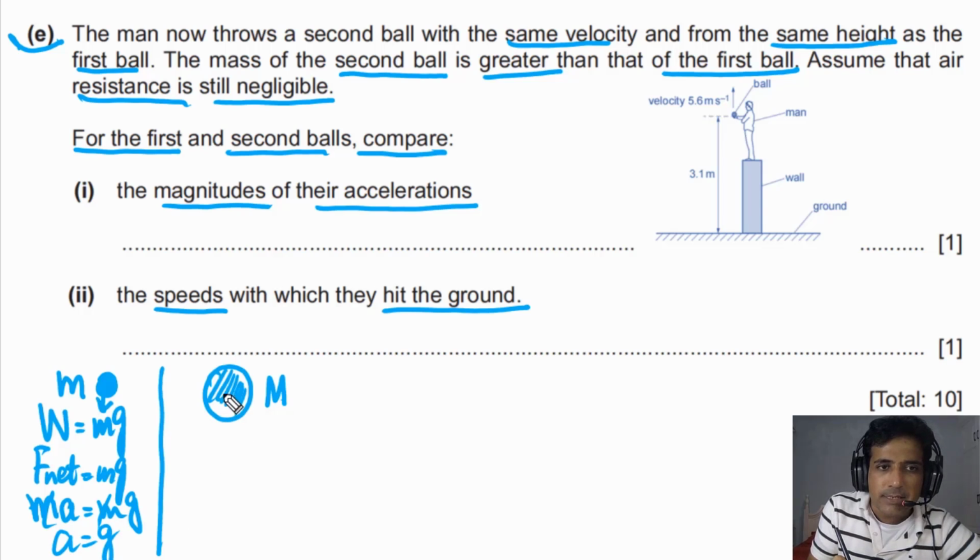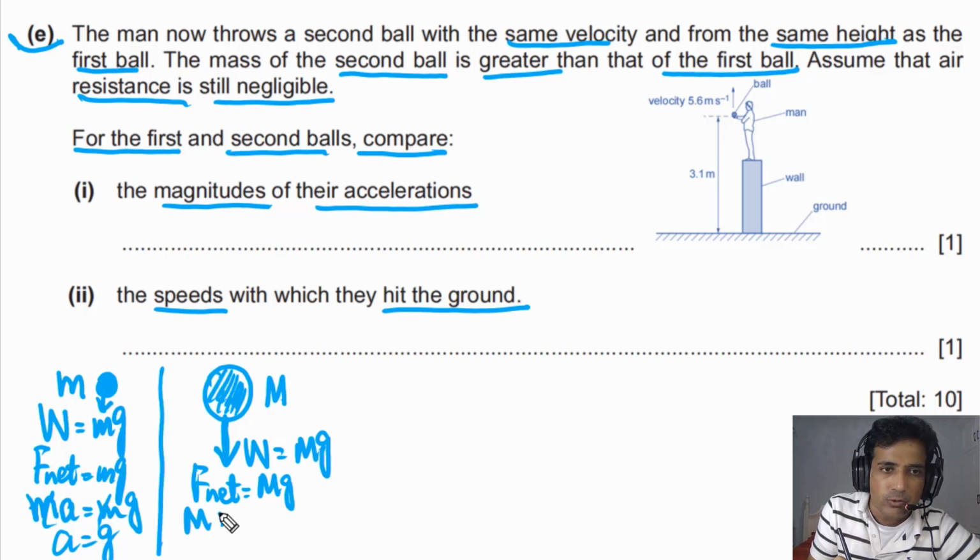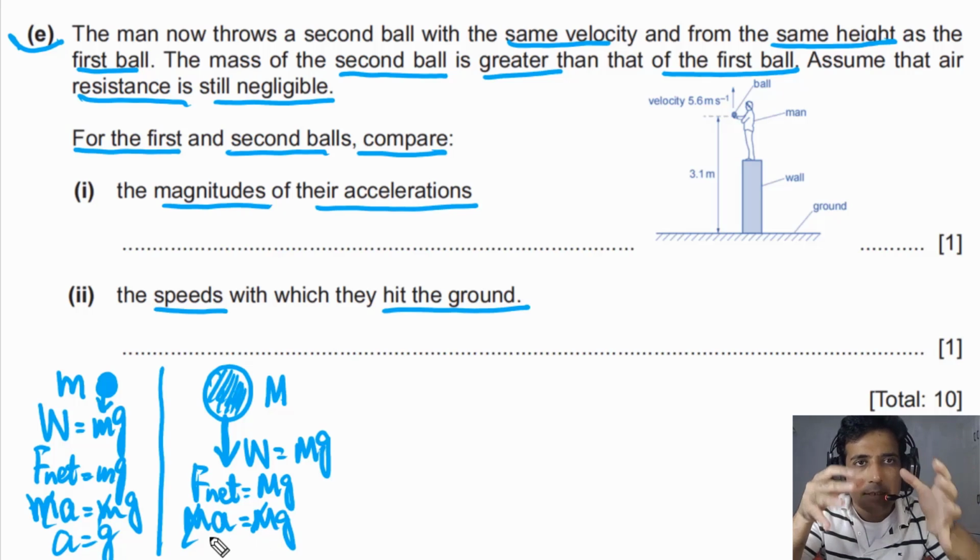Now if you look at the second ball, we need to understand that if there is no air resistance, there is only one force acting on this ball, and that is the force due to gravity, which is equal to weight. So the weight of this second ball will be equal to capital mg. The net force on the second ball is equal to mg, and the net force is also equal to ma, so ma equals mg. So the m's cancel, which simply means that acceleration due to gravity is independent of mass.